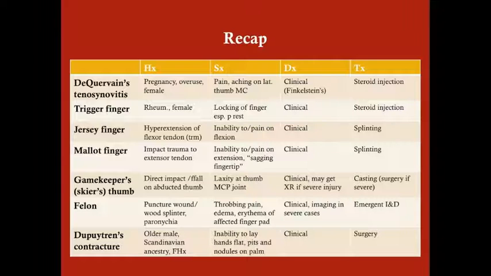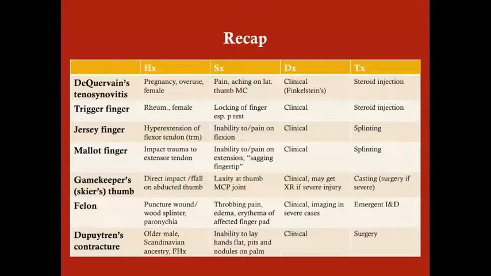Trigger finger, higher incidence in patients with rheumatic diseases, higher incidence in females. Symptoms are going to be locking of the finger, especially after rest. Diagnosis is clinical. Treatment is steroid injection at the metacarpal head. Remember there, we've got this nodule, inflammatory nodule. We want to calm it down so that the tendon can move through smoothly.